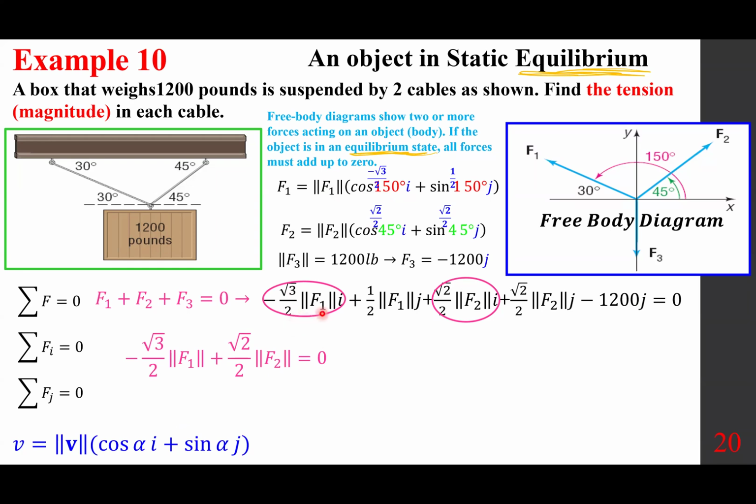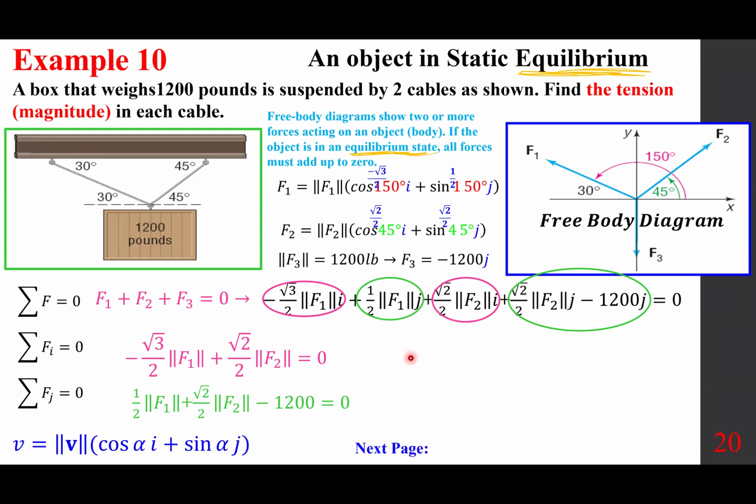Minus square root of 3 over 2 magnitude of F1 i plus square root of 2 over 2 magnitude of F2 i. That adds up to 0. And the rest of them involve j. Add them up to 0. Now, this is a system of equations. We solve it.